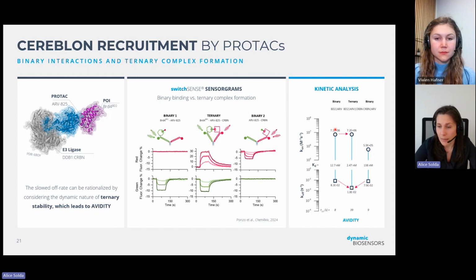And beautifully, it seems that the profile that we obtain for VHL is actually very similar also for cereblon, which means that the on rate of the ternary is led by the presence of the bromo domain, while the off rate gains stability due to the presence of the two proteins in close proximity. So you gain basically stability, which again leads to the avidity of the components.